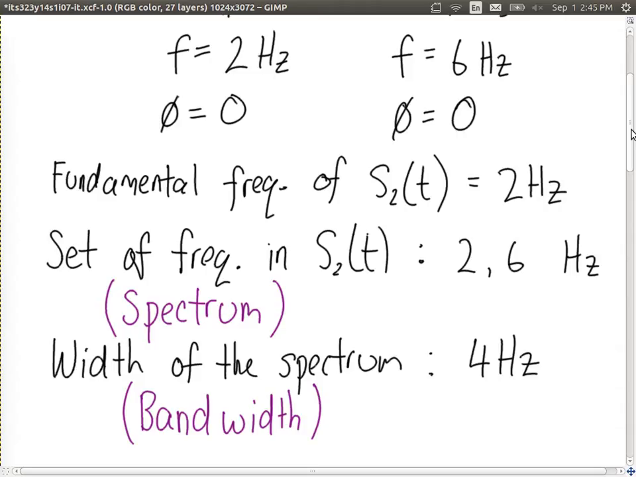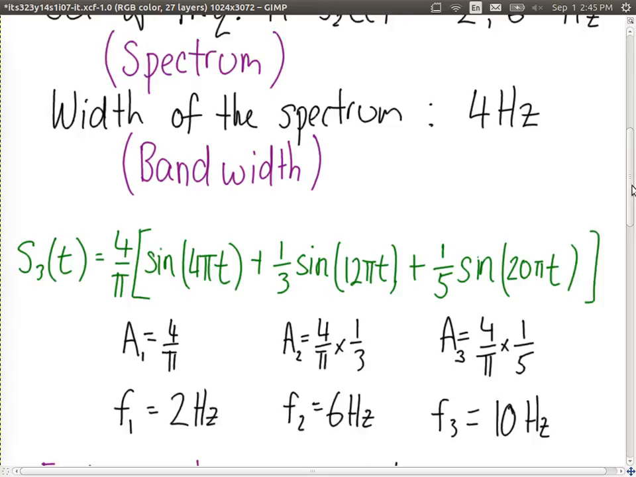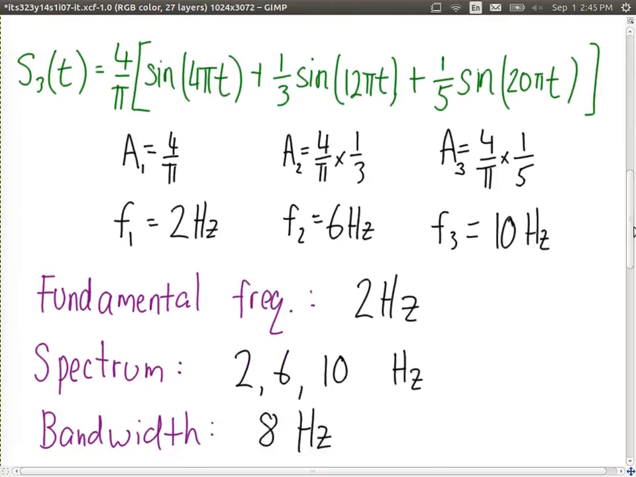I will now show you the plot. We added a third component. And what we got to last week, the equation with the third component, we added on this third component of 1 over 5 sine 20 pi t. The first two were the same as the previous one. The third one had a frequency of 10 hertz. Fundamental frequency was 2 hertz. They're all multiples of 2. Spectrum, 2, 6, and 10 hertz. And the bandwidth ranges from 2 up until 10, so we have a bandwidth of 8 hertz in this case.